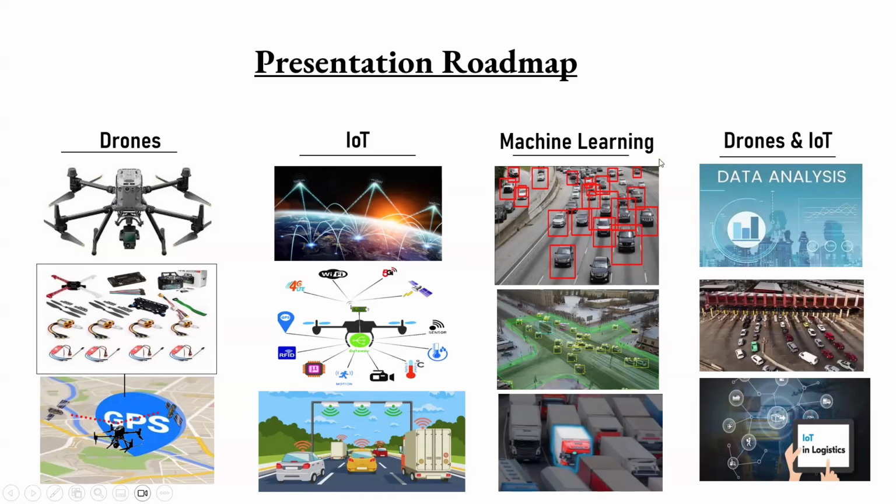And the last section we are going to discuss is about the combination of those sections, which is drones and IoT and logistics. We have the data analysis. We have here a use case, an image from the borders. We have congestion and traffic flow here to estimate. And last, we have the IoT and logistics.